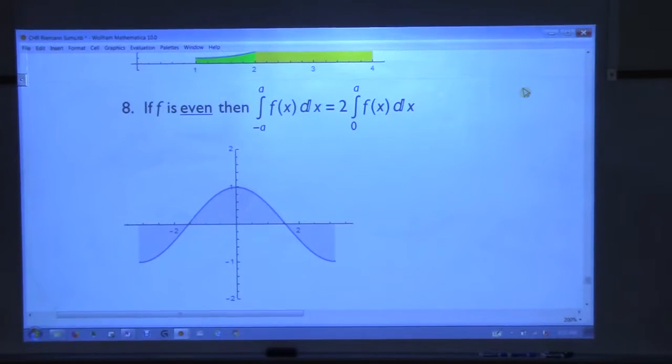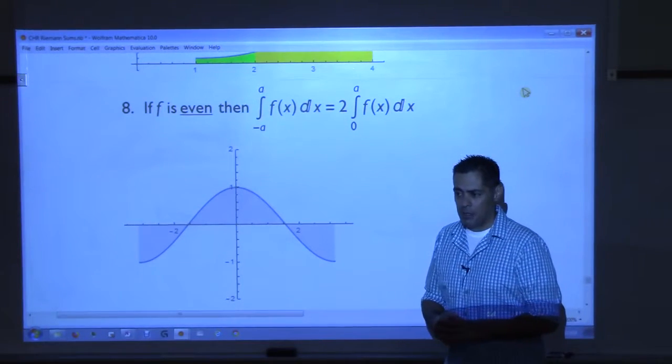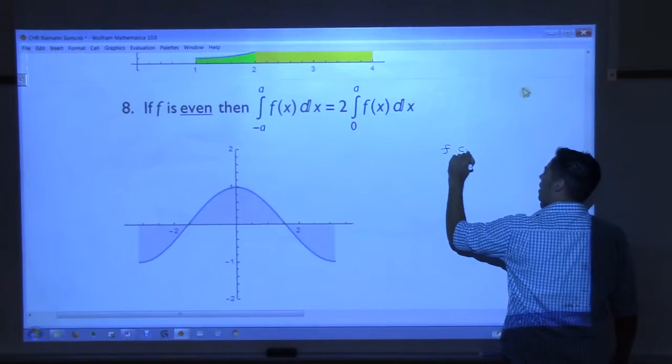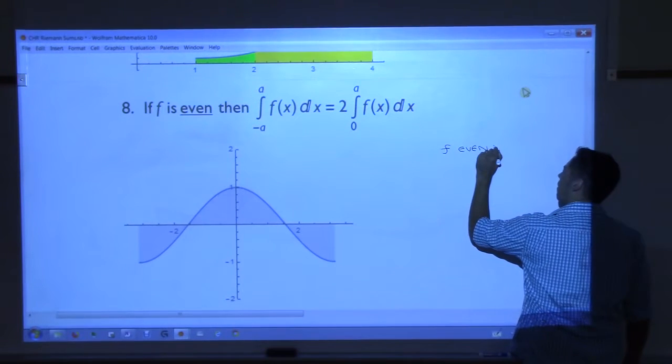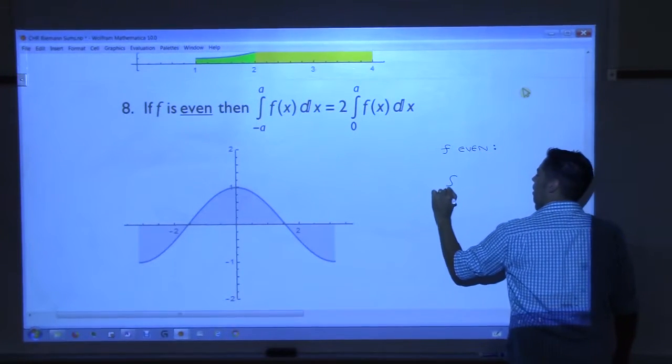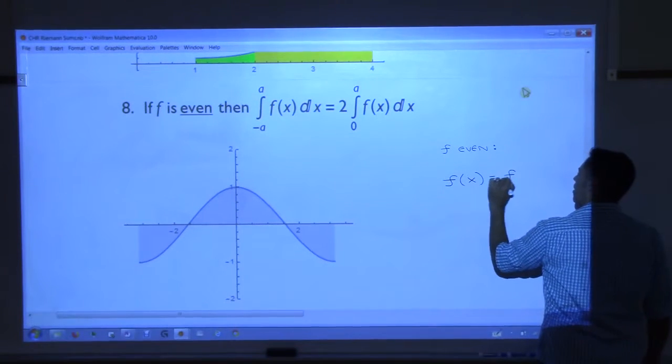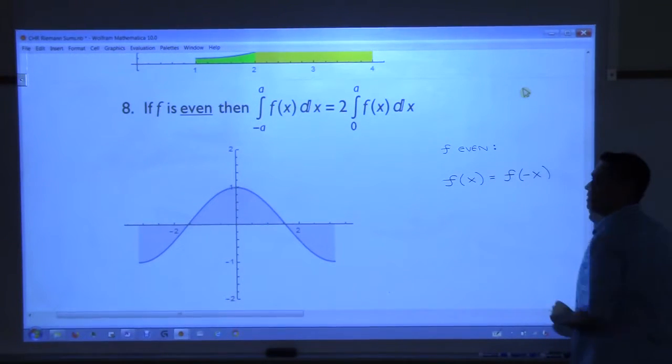All right, next one. Oh, this one's interesting. If f is an even function, then this is true. So we first need to make sure we understand what it means for a function to be even. So let me remind you. F being even means the following. It means that when you plug in x into the function, you get the same answer as when you plug in negative x.